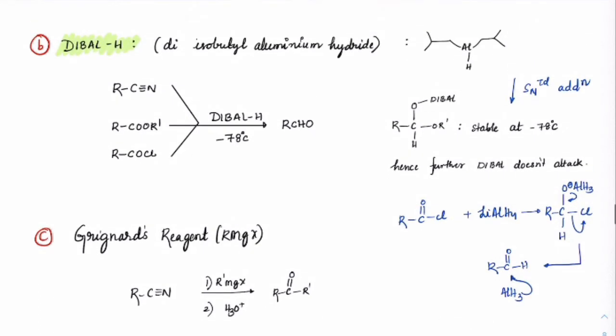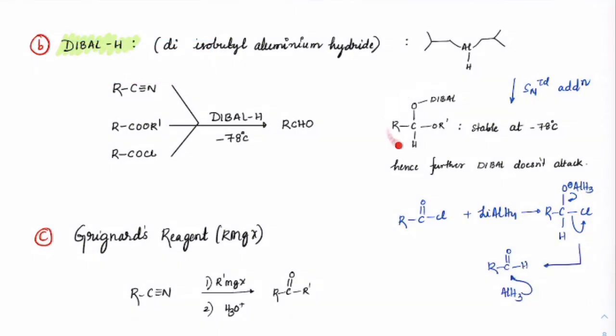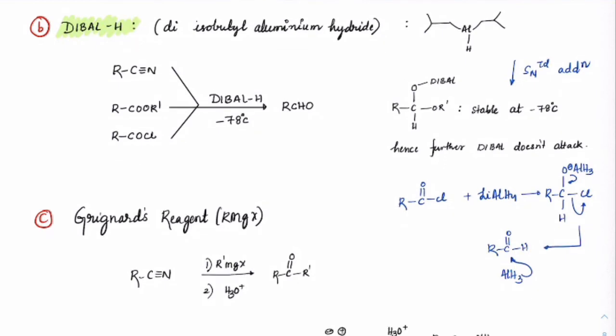But if you take DIBAL-H and maintain it at low temperature, at -78 degrees, this remains stable. So we can directly hydrolyze after this and get aldehydes. That is the advantage of DIBAL-H. Industrially DIBAL-H is always taken at low temperatures so that we can selectively reduce up to aldehydes or ketones. So you can see all the acid derivatives, whether it is cyanides, esters or acid chlorides, all of them will react with DIBAL-H to give RCHO.